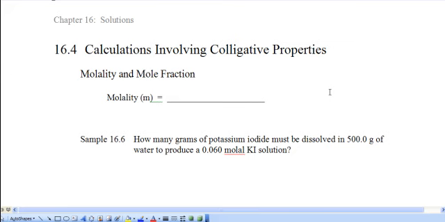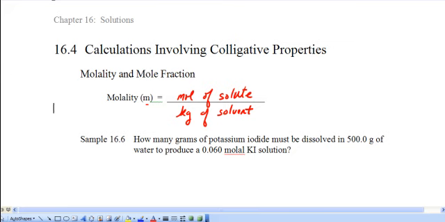Okay. The first thing we have to introduce you to is a new way of expressing concentration. It's called molality. Molality is different from molarity. If you remember, molarity is moles of solute per liter of solution. Molality, which is a lowercase m, is going to be moles of solute per kilogram of solvent.